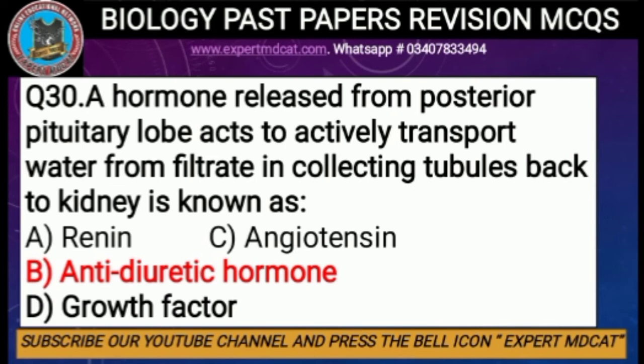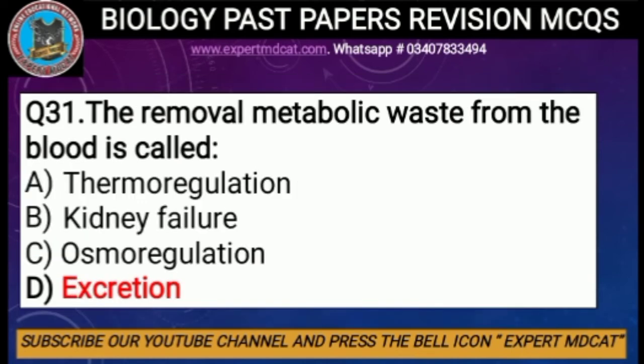And remember that two hormones are released from the posterior pituitary gland. One is oxytocin and the second one is vasopressin, or we may call it ADH, that is antidiuretic hormone. So these two hormones are released from the posterior pituitary gland. Question number 31 is, the removal of metabolic waste from the blood is called, simplest line, that is excretion. Metabolic waste removal is actually called excretion.